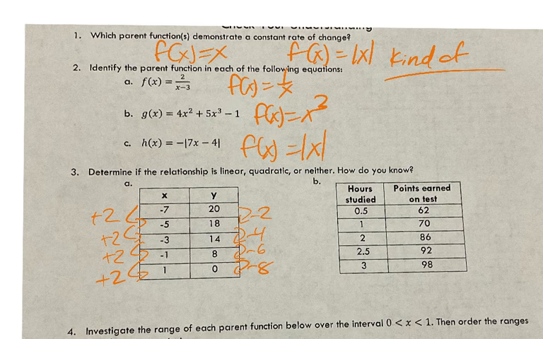Is it quadratic? How can I tell if it's quadratic? The second difference. To go from -2 to -4, down 2. From -4 to -6, down 2. From -6 to -8, down 2. I have a constant second difference. That means this one is quadratic.